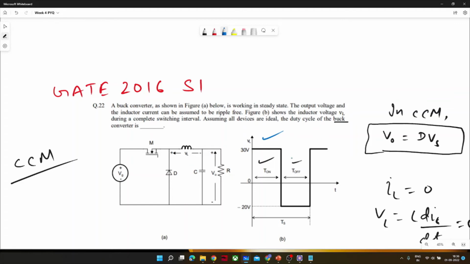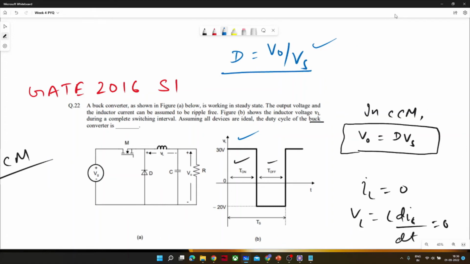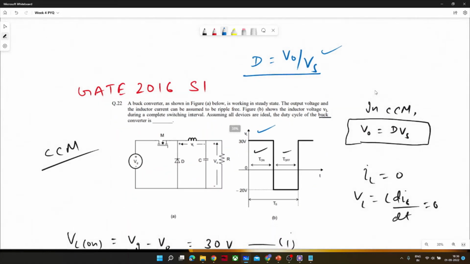If it is continuous conduction mode, we can go ahead and calculate Vg minus V naught, and D is equal to V naught by Vs. But let's say you mark this answer and the converter comes out to be in discontinuous conduction mode, then you would lose your marks. So in GATE, we should always check once to make sure that whatever you are doing is correct. Otherwise, what's the benefit in knowing and not getting the correct answer?